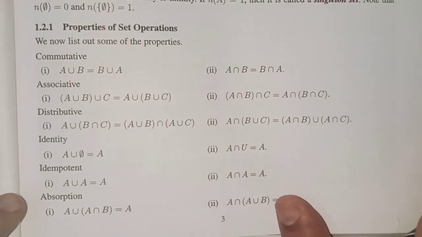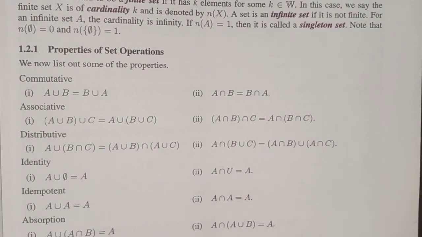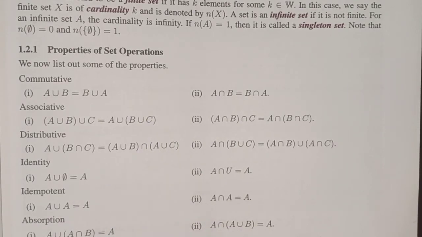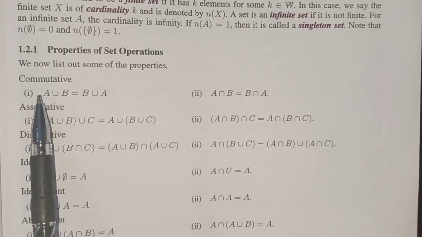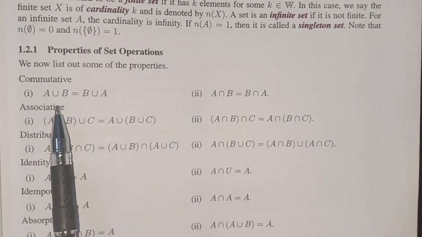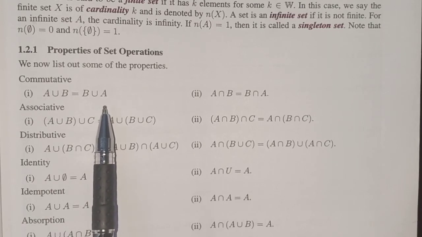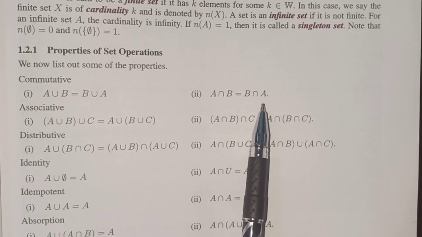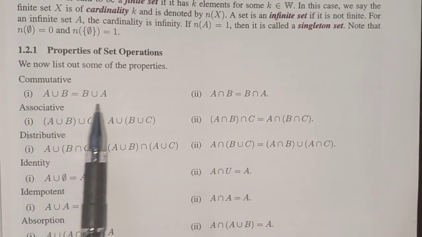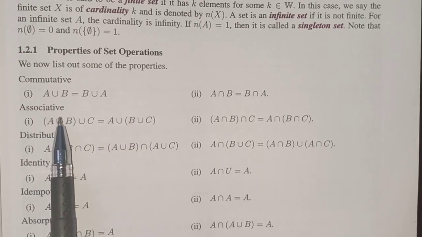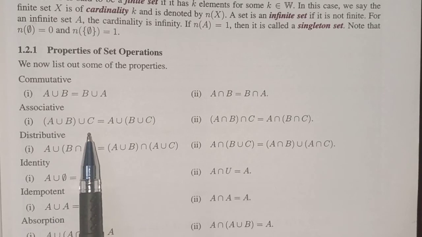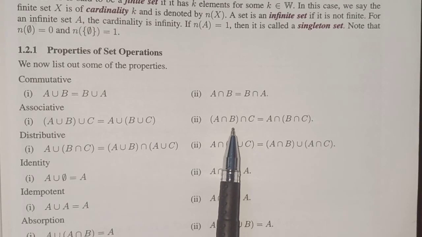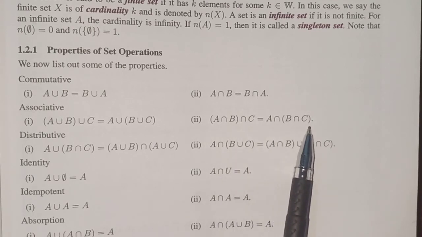Now you must be learning some properties of set operations. That is in your textbook. Commutative property: A union B is equal to B union A, or A intersection B is equal to B intersection A. For commutative property, we are considering only 2 sets. Next one is associative property: A union (B union C) is equal to (A union B) union C, or A intersection (B intersection C) is equal to (A intersection B) intersection C.